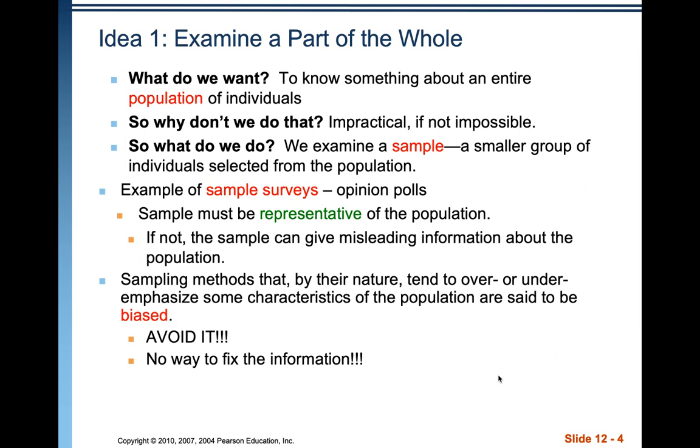All right, so here's the thing, the sample must be representative of the population. If not, then you're going to be misled by what you find out. What you find as results will be true for that sample, but then when you try to take those results and apply them to the population, you're going to be disappointed because your sample did not represent the population well. Sampling methods that, by their nature, tend to over or under emphasize some characteristics of the population are said to be biased. So avoid it. There's no way to fix that. Like I said, you have to have good data.